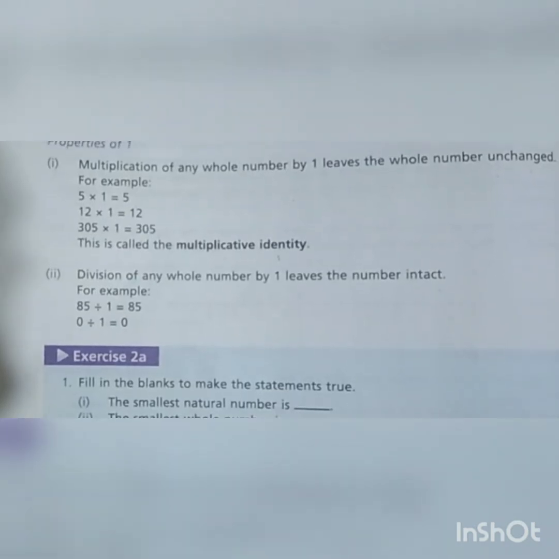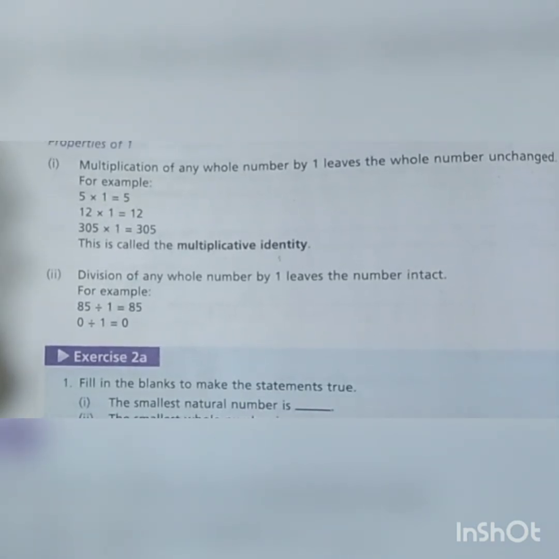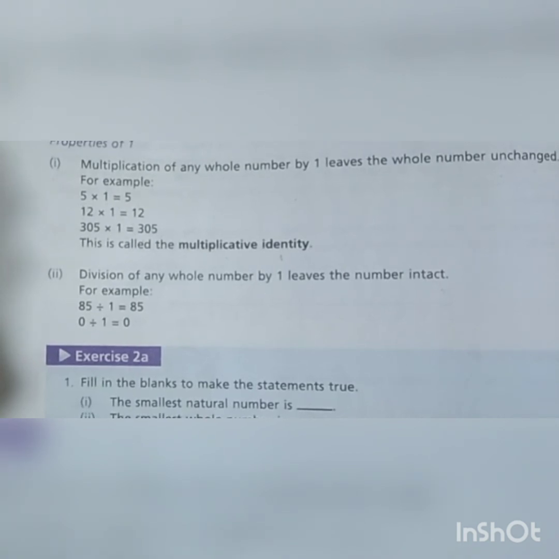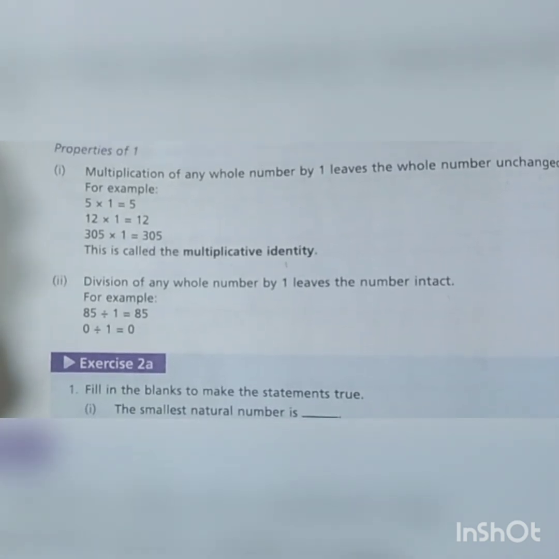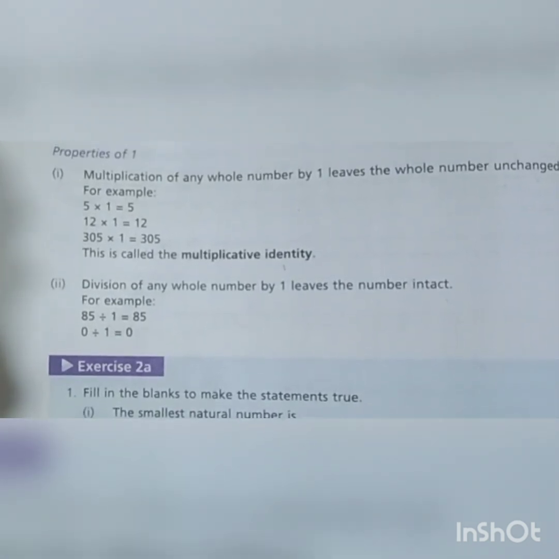Students, this was all about natural numbers and whole numbers and their properties. Build your interest in whole numbers and natural numbers, and also I hope you understood all these concepts.